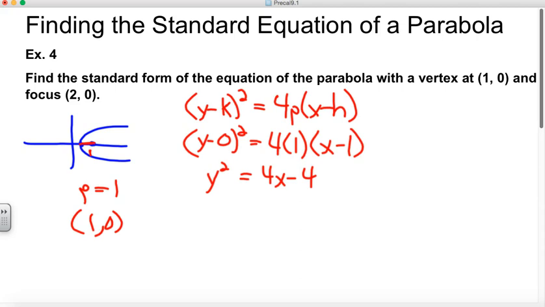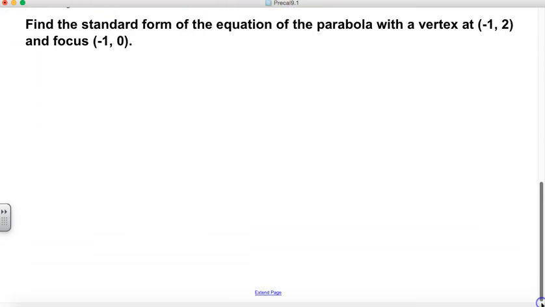You can leave your equation like that, or again, you could take the square root and put a plus or minus on it. Either one is fine. So that would be the answer for that. You guys go ahead and try this last one, and then we'll go over it.